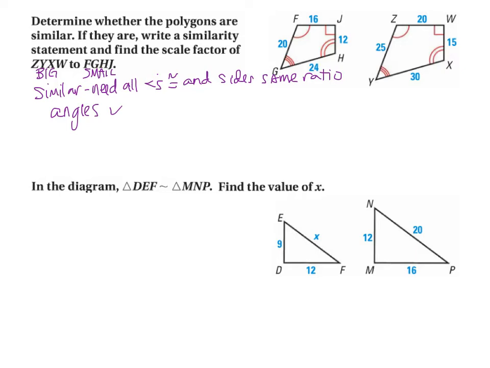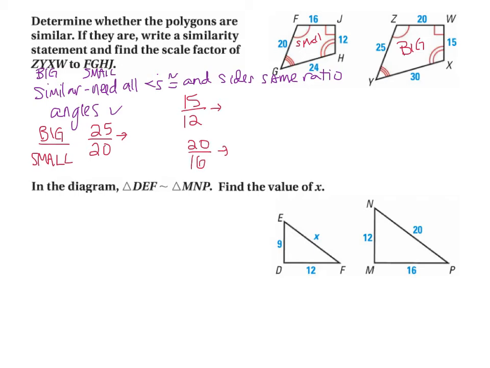So if we check our sides, I'm going to still do big over the small. If you look at the name of each of them, you always want to keep the setup the same for each of them. So if I chose this, I'm going to do my 25 first. So 25 is going to be matching up with my 20. The 15 is going to match up with the 12. My 20 is over my 16, and then the missing side that I don't have is my 30 over the 24.